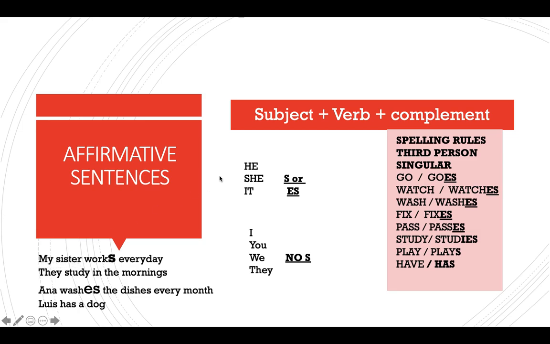My sister, this is the subject, works, okay, here the S, you could see my sister is like she, every day. But if you have they study, you don't have to use the S. They study in the mornings. Anna washes the dishes every month. And Luis has a dog. Okay, here I am using an irregular third person singular conjugation. Okay, just remember you have the subject, the verb, and the complement when you want to make an affirmative sentence.